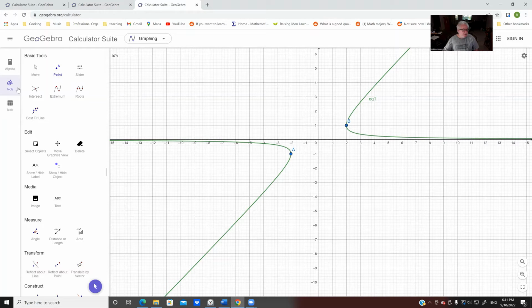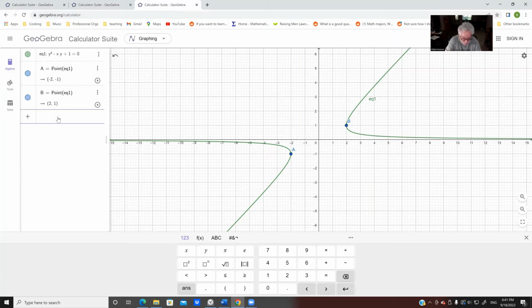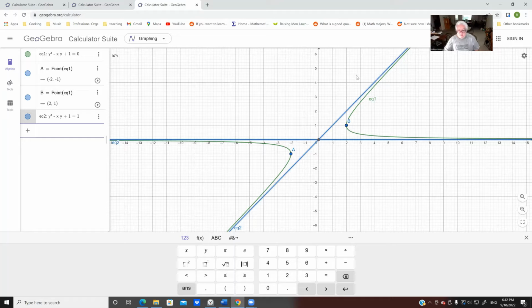And then we can also say, let's go back to the algebra and say, well, let's graph y squared minus xy plus 1 equals 1. And this will give us the place where dy dt is positive. And that's everything in this region. So what that tells us then is that the blue curves are in the region where dy dt is positive.